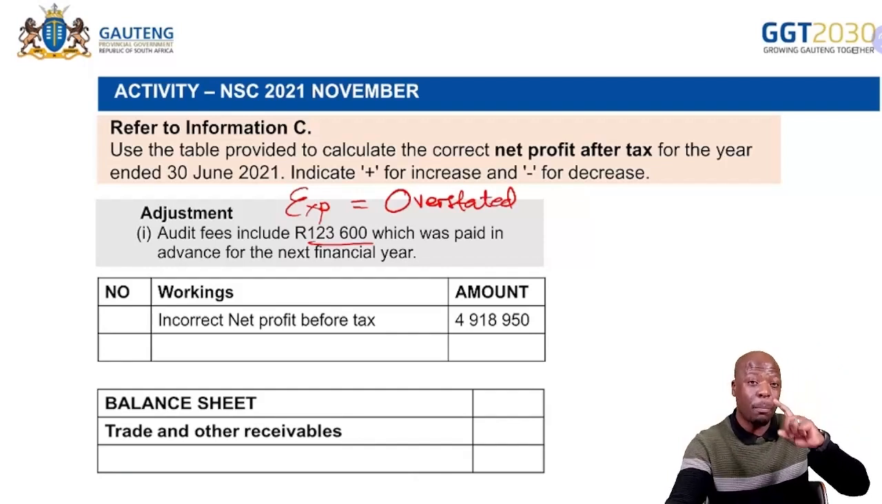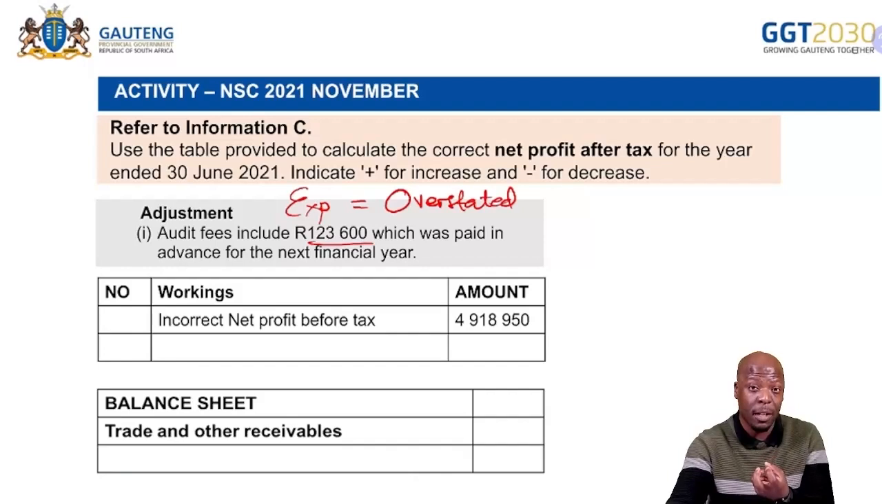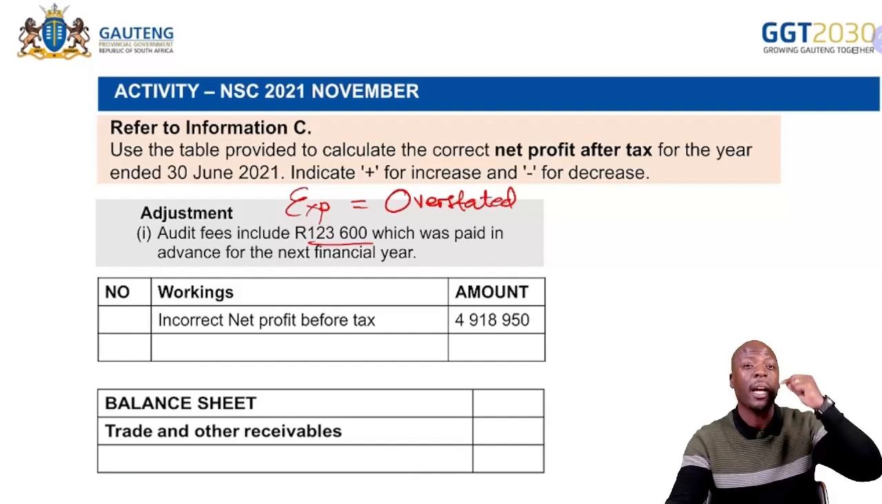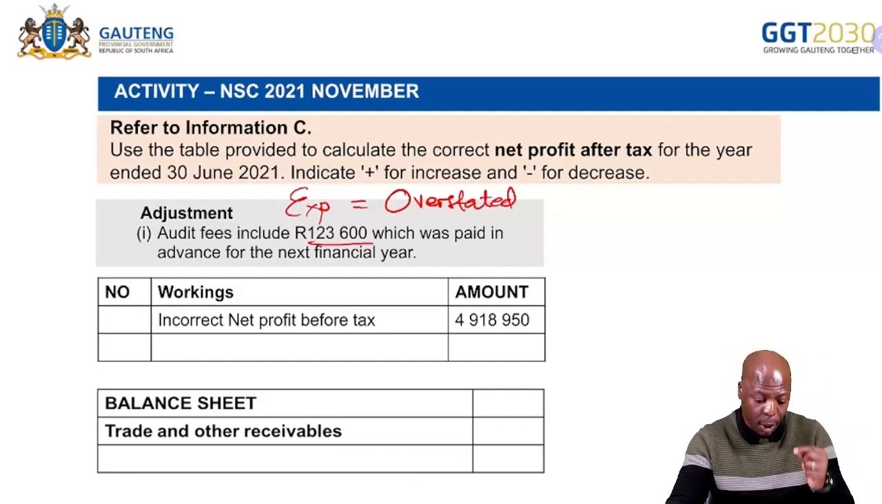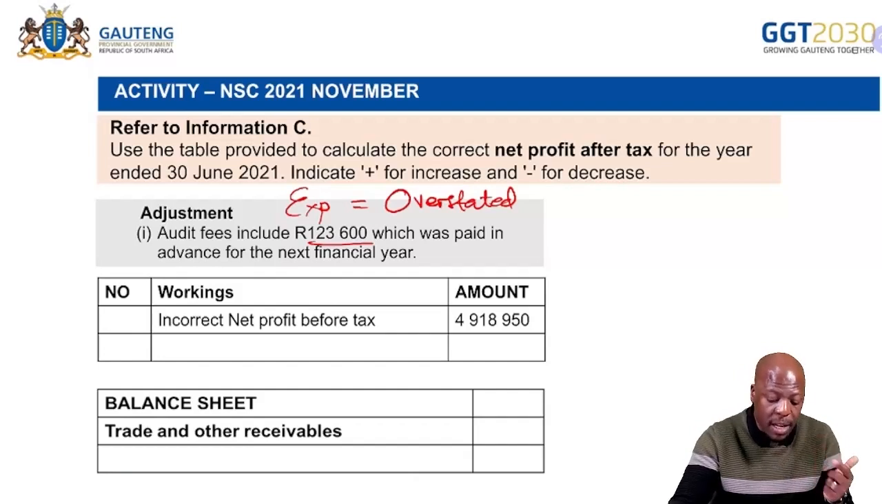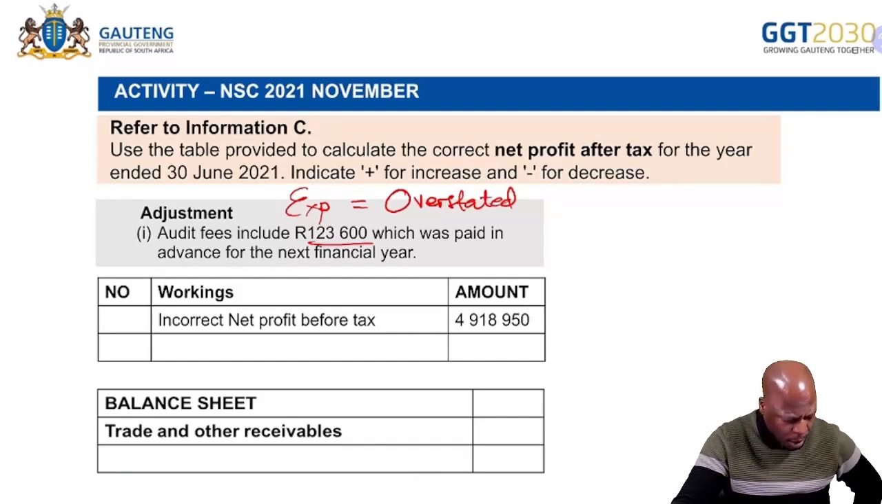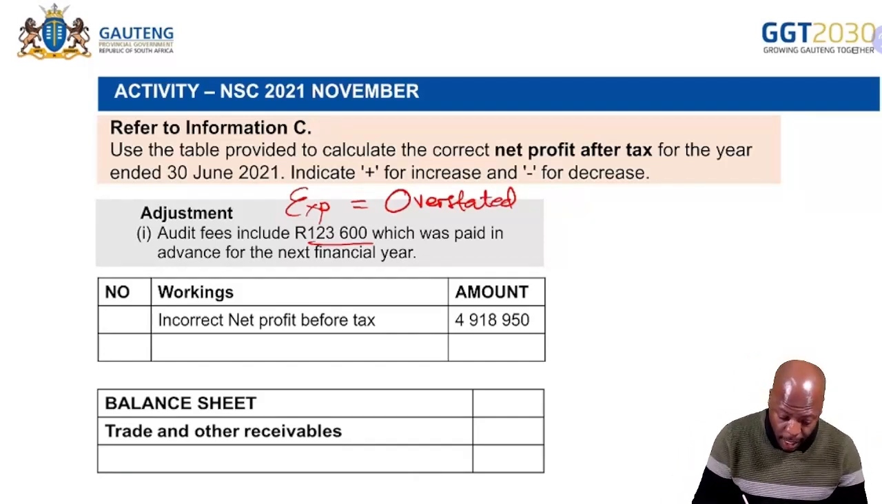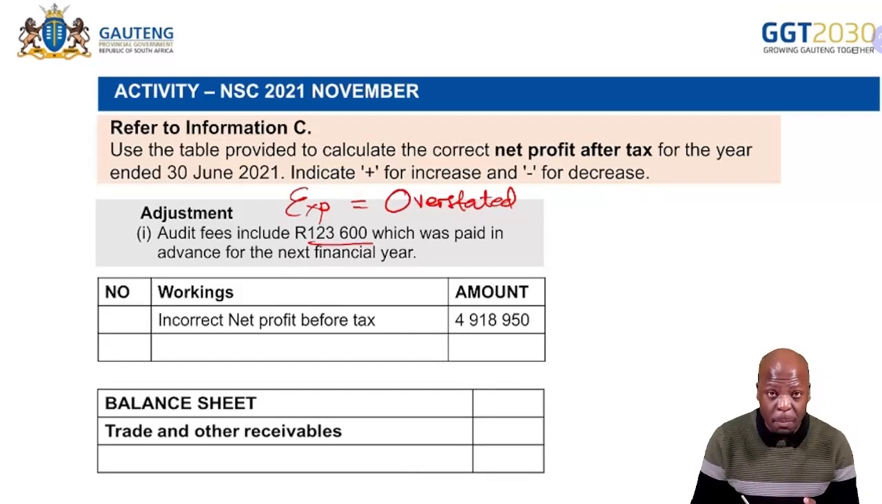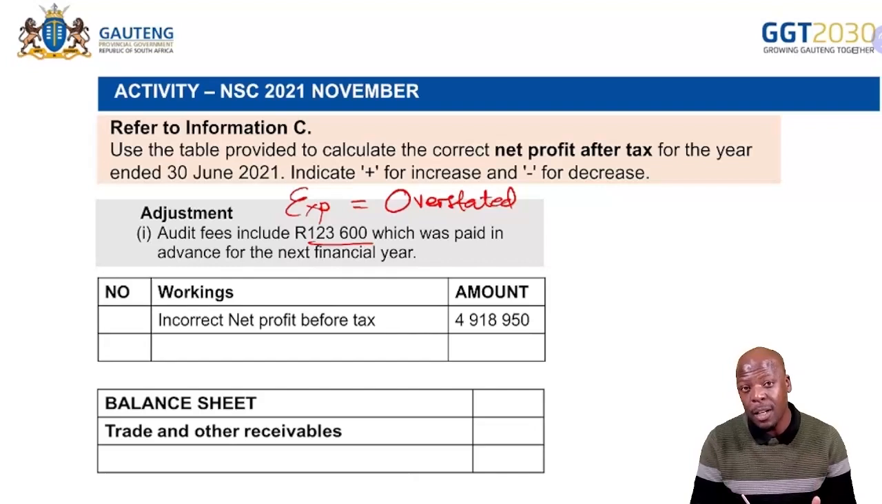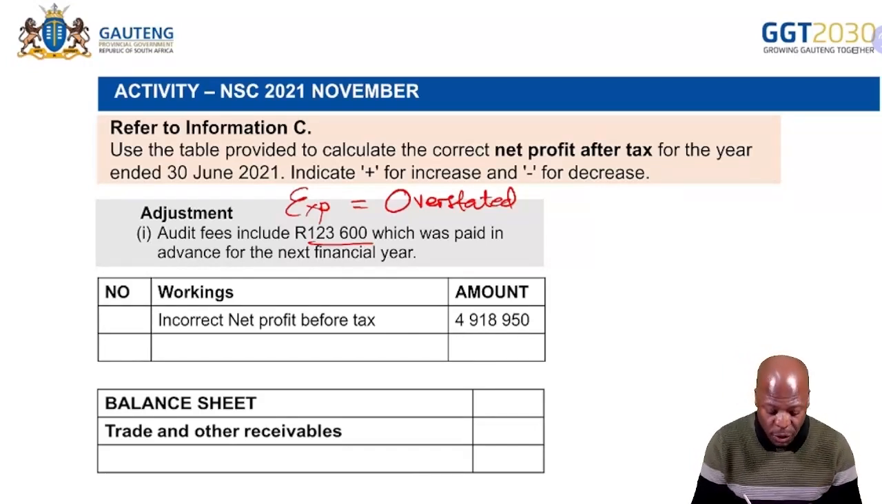When an expense is overstated, it will affect our profit. In what way? It understates the profits. It reduces the profit. So what then do we do? We need to bring back our profit to where it was supposed to be, because our audit fees of 123,600, which was paid in advance, we were not supposed to pay them. We paid them in advance and they are due for the next financial year. So if we're going to do this in the calculation of correct net profit, remember, it is an expense which has been overstated, and when an expense is overstated, it understates the profit. So you have to add it back.